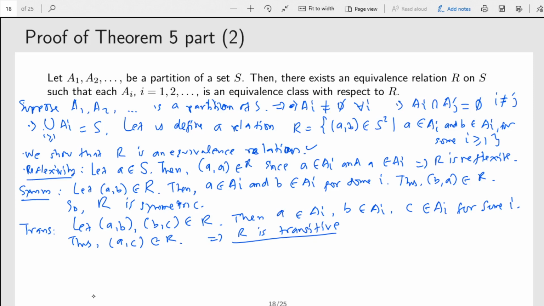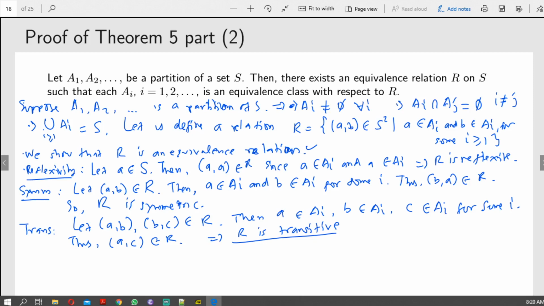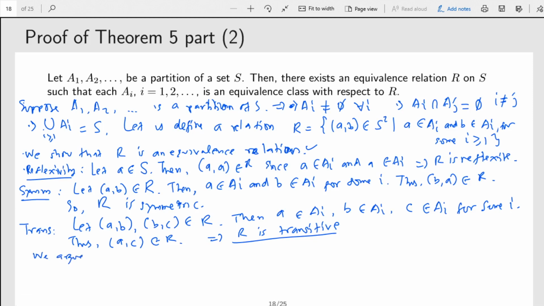Now, as a final touch, because R is an equivalence relation, we want to show that each AI is an equivalence class with respect to R, and this is the same as saying that AI is the same as some equivalence class of A with respect to R for some A.